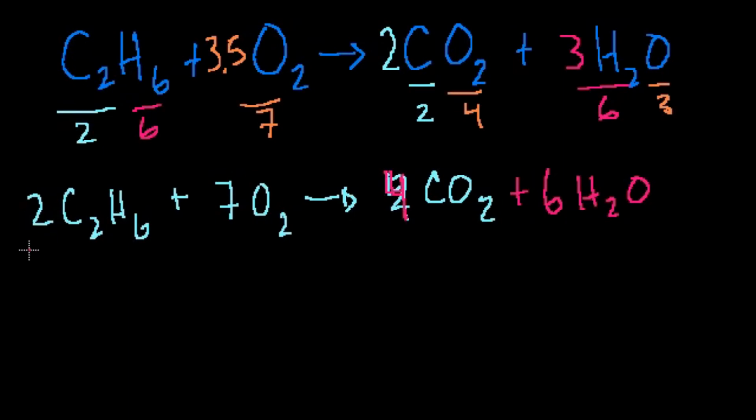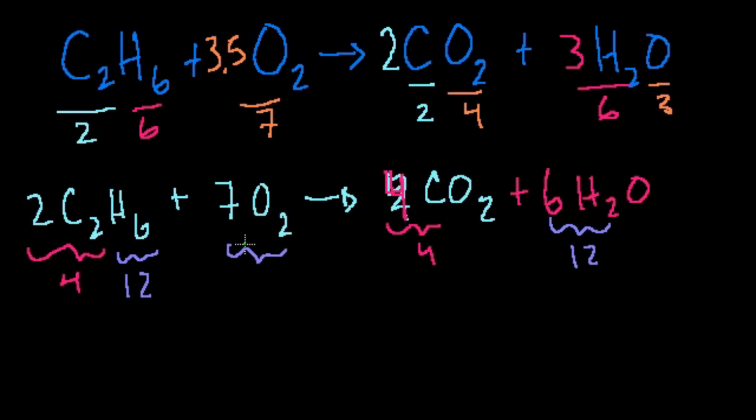How much carbon do we have? I have 4 carbons here, I have 4 carbons here. How much hydrogen do I have? I have 2 times 6, I have 12 hydrogens here, I have 12 hydrogens here. How much oxygen do I have? Let me do a different color. I have 14 oxygens here, and here I have 8 oxygens, and here I have 6 times 1, 6 oxygens. So 6 plus 8 is 14. So my equation has been balanced.